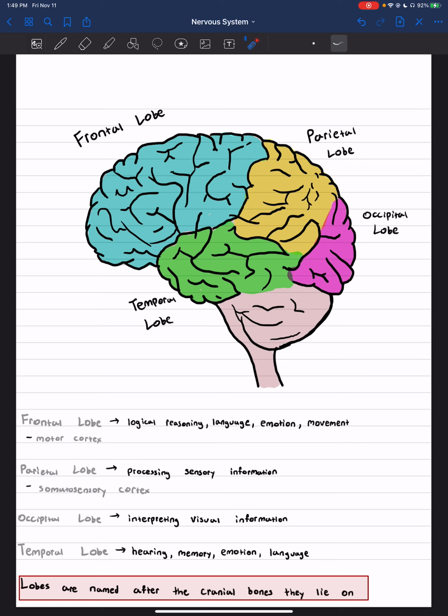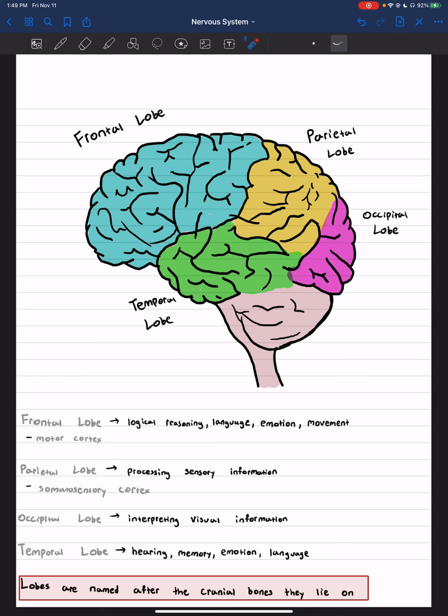The parietal lobe is primarily responsible for processing sensory information, and it contains our somatosensory cortexes. The occipital lobe is responsible for interpreting visual information, and our temporal lobe is responsible for hearing, memory, emotion, and language. So it kind of works in tandem with several other lobes. And I mean, all lobes will work in tandem with others, but the temporal lobe especially.